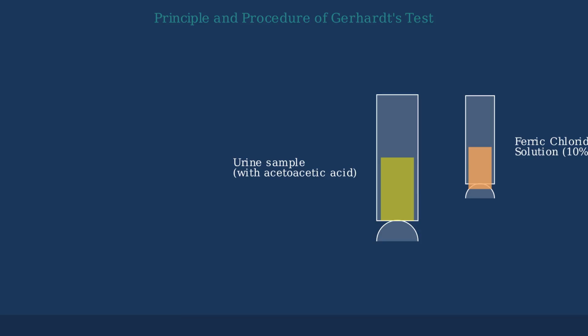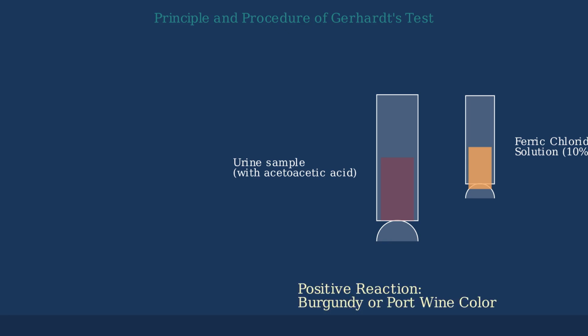The procedure involves adding 10% ferric chloride solution dropwise to the urine sample. A positive result is indicated by the development of a burgundy or port wine color.